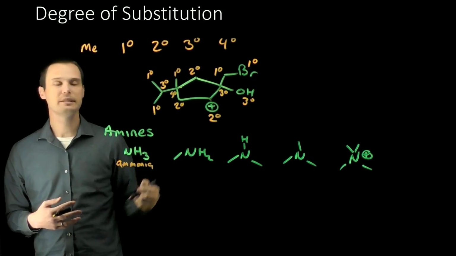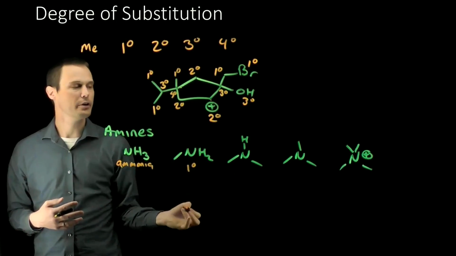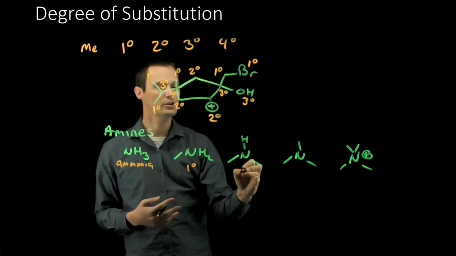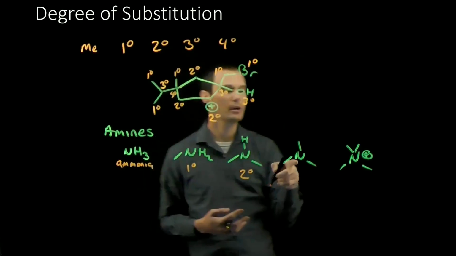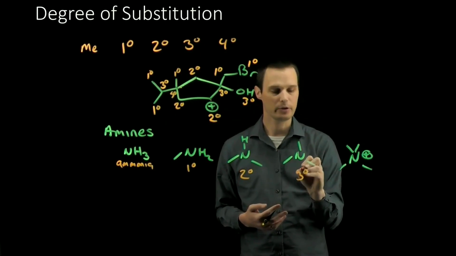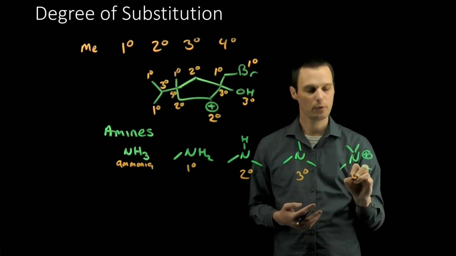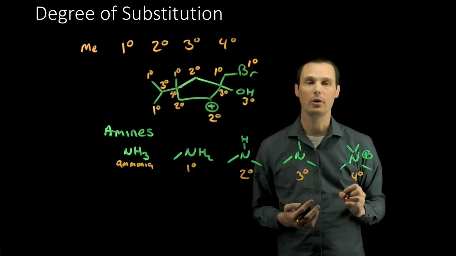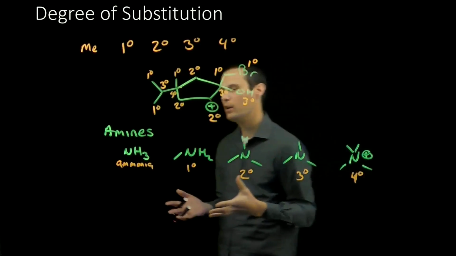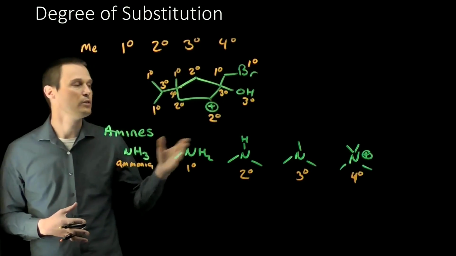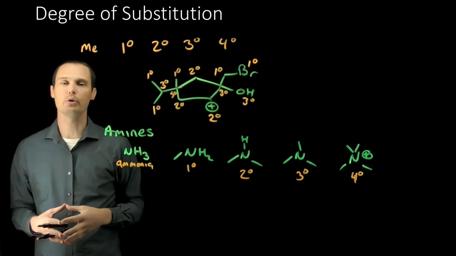This nitrogen is only attached to 1 other carbon. This would be a primary amine. This nitrogen is attached to 2 carbons. It would be a secondary amine. This nitrogen is attached to 3. It would be a tertiary amine. And this one is attached to 4. So this would be a quaternary ammonium salt. Because it is cationic, we can't call it an amine. It's an ammonium salt. And so that quaternary one would be a quaternary ammonium salt.